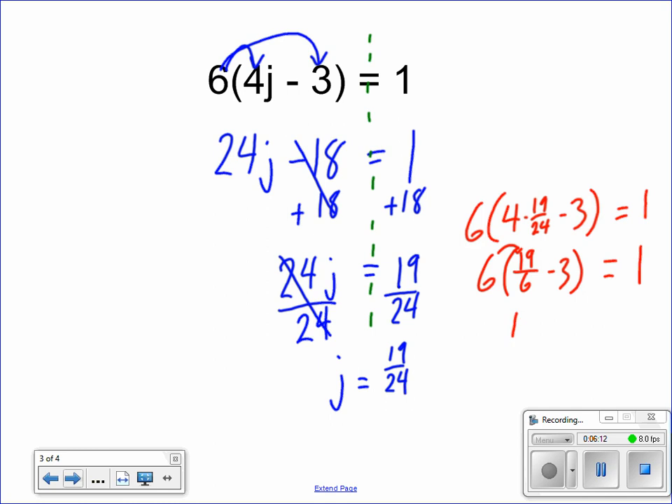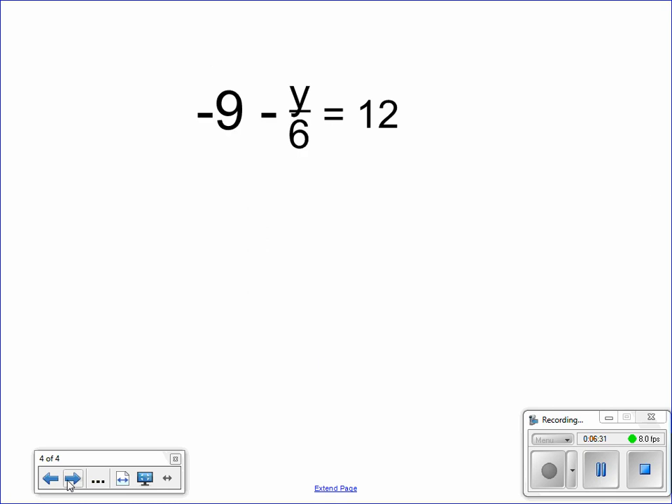If I don't have a calculator, I might want to distribute here and say, okay, if I multiply that by 6, I get 19. Multiply that by 6, I get 18. Depends on if you have a calculator or not. If you have a calculator, then just type it in. If you don't, it's probably easier to use that distributive property. And 19 minus 18 is 1.